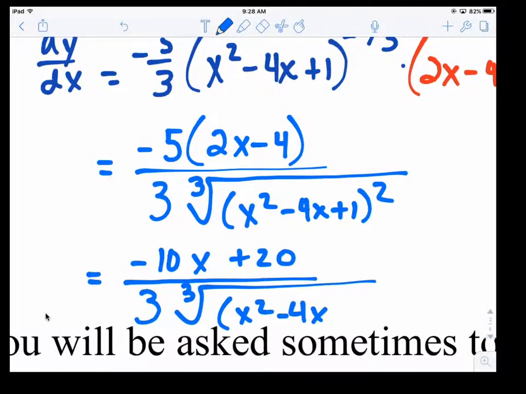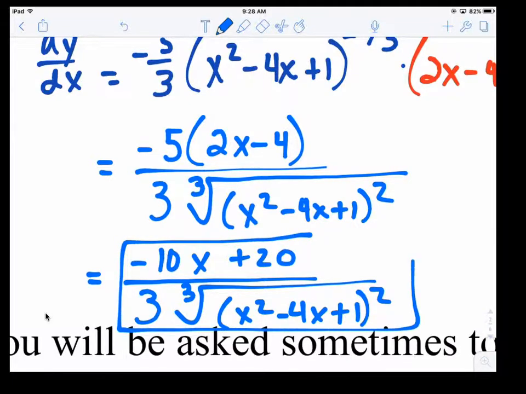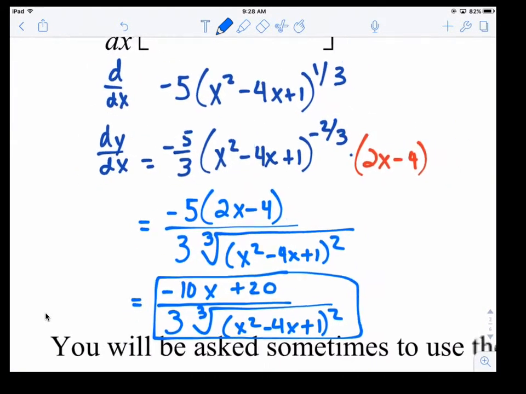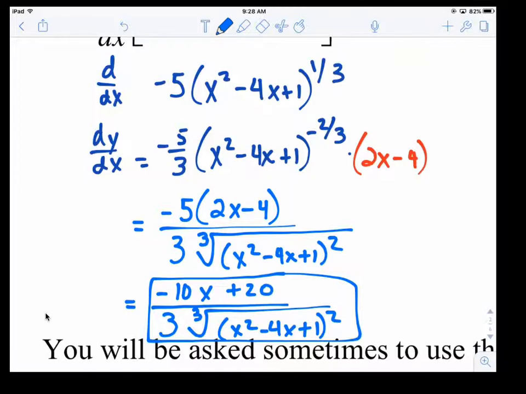X squared minus 4x plus 1 squared. So when you bring down your exponent from up here, you have 1/3 times -5. That gives you -5/3. Right? So this is going to stay in the numerator. This is going to go in the denominator. This negative makes this entire thing go into the denominator. And then this is positive, so that's going to stay in the numerator.